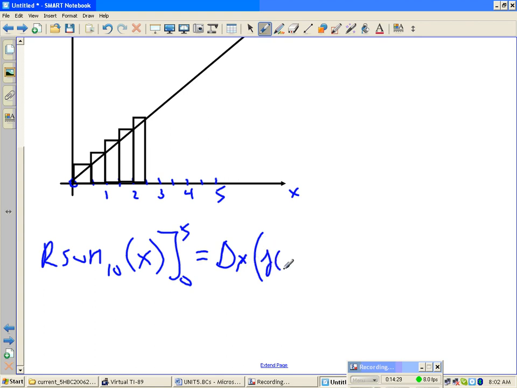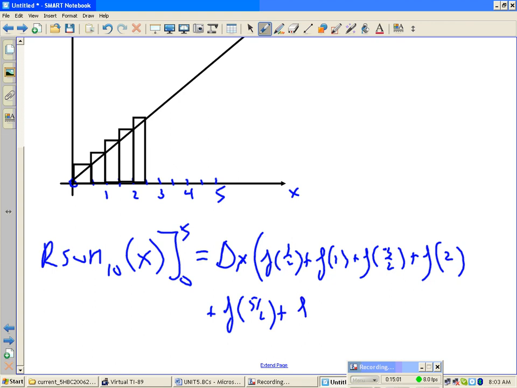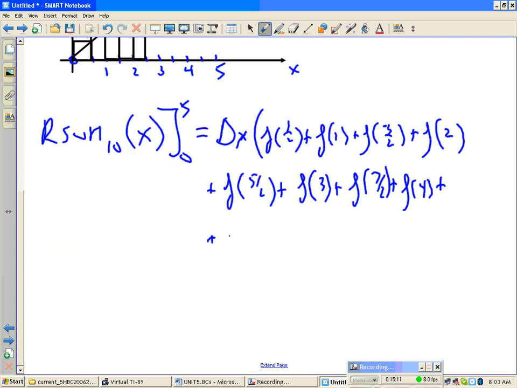Who's the first height? f of 1/2, plus f of 1, this height is f of 1.5 and so forth, so f of 3/2, plus f of 4/2, which is 2, plus f of 5 halves, plus f of 6 halves, which is 3, plus f of 7 halves, plus f of 8 halves, which is 4, plus f of 9 halves, plus f of 10 halves, which is 5.